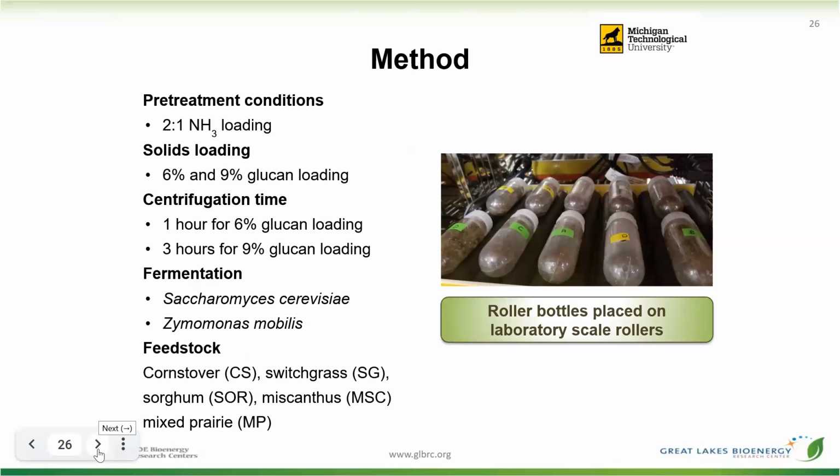In the roller bottle method, we conducted experiments in centrifuge tubes which were placed on the horizontal rollers as shown in the picture. The solids loadings that we tested are 6% and 9% glucan loading, which were about 20 to 30% solids by weight. The fermentation experiments were carried out using baker's yeast, which is Saccharomyces, and a commonly used bacterium, which is Zymomonas. We tested this method for various feedstocks, which includes corn stovers, switchgrass, sorghum, miscanthus, and mixed prairie.